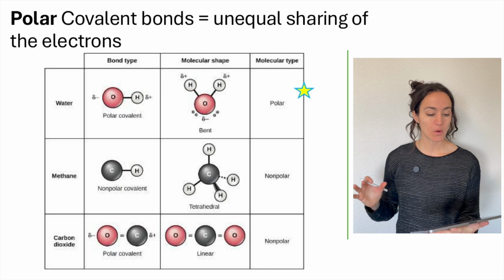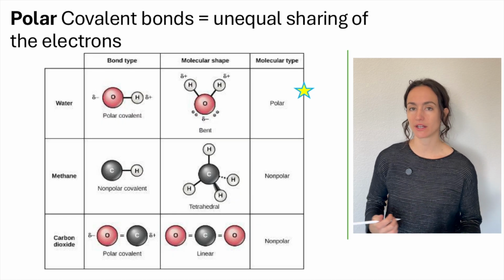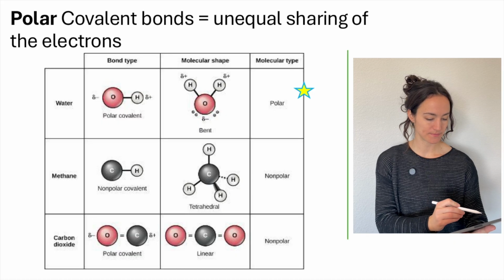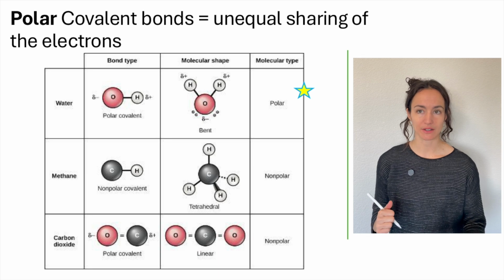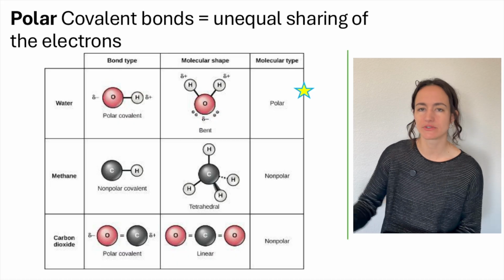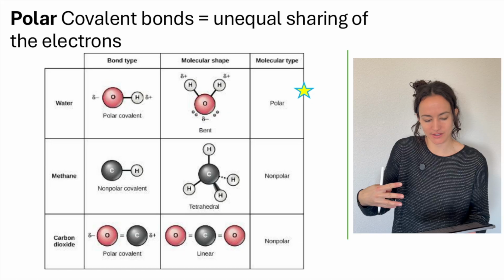So in a polar covalent bond, this means that there is an unequal sharing of electrons. So take for an example, water. Oxygen is one of the most electronegative atoms. It has a tendency to pull electrons towards it. I think of it as literally like a little game of tug of war, and the oxygen is really, really strong, and it's kind of hogging all of those electrons.